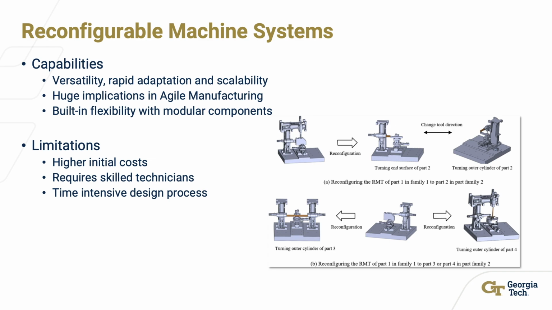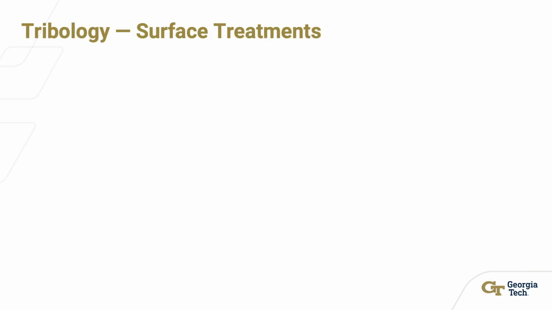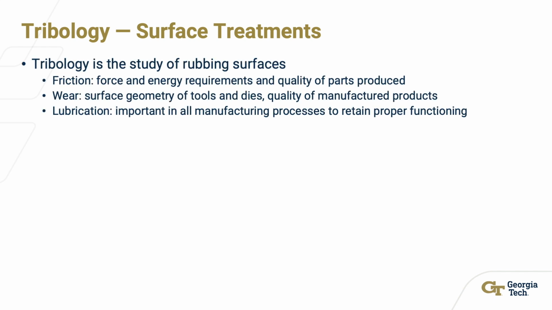Tribology is the study of rubbing surfaces and includes friction, wear, and lubrication, as well as other surface phenomena. These 3 relate to manufacturing processes in different ways. The friction between surfaces influences force and energy requirements and the surface quality of the parts produced. Wear alters the surface geometry of tools and dies, which in turn adversely affects the quality of manufactured products and the economics of production. And lubrication is an integral aspect of all manufacturing operations, as well as of the proper functioning of machinery and equipment.